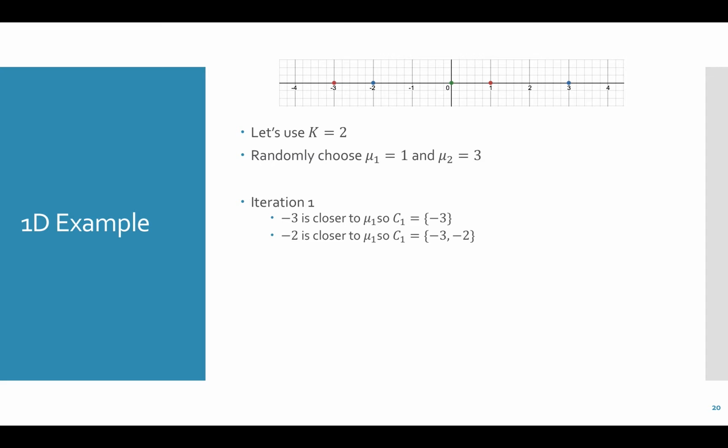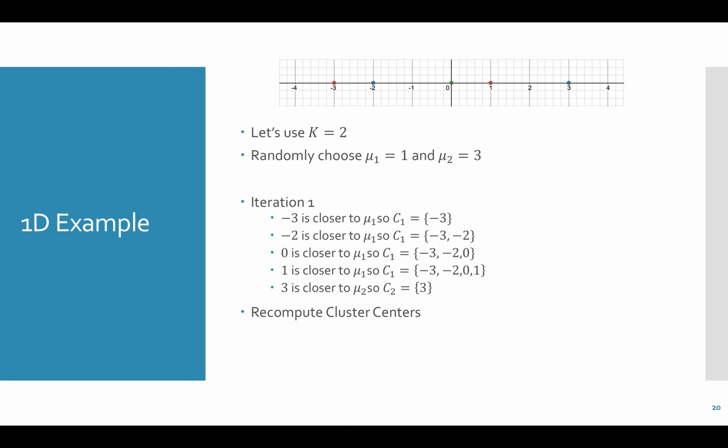-2 is also closer to mu1 than it is to mu2, so we're going to add it to cluster 1. And now cluster 1 has -3 and -2 in it. 0 is closer to mu1 as well, and so now cluster 1 has -3, -2, and 0. And 1 is closer to mu1, so now cluster 1 has 4 points in it, and we've added 1. 3 is the final point, and it's closer to mu2, and so cluster 2 now has the point 3 in it.